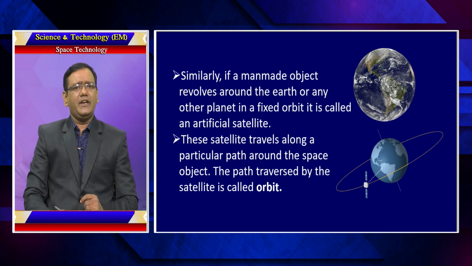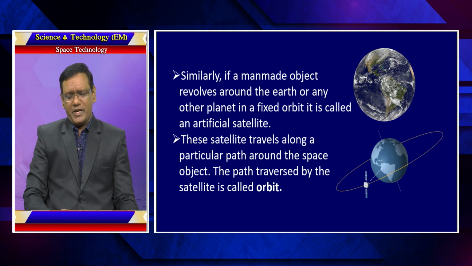These satellites travel along a particular path around a space object. The path traversed by the satellite is called orbit. So orbit is nothing but the path traversed by a natural or artificial satellite. You can see in this image, there is one artificial satellite revolving around the Earth. This path is called orbit.